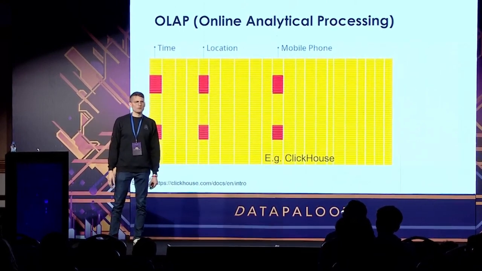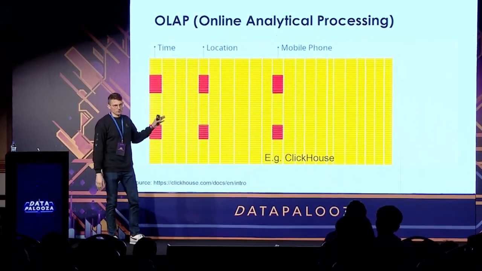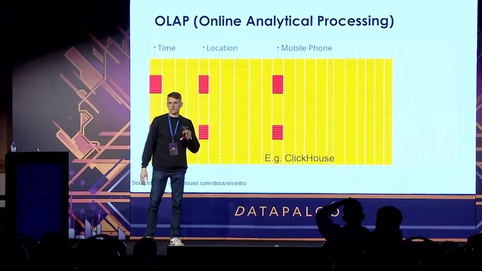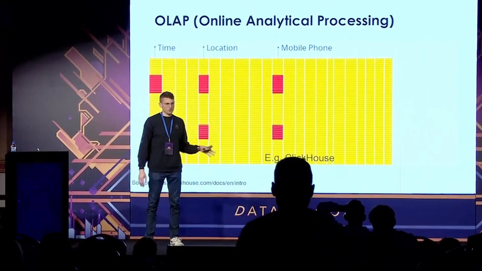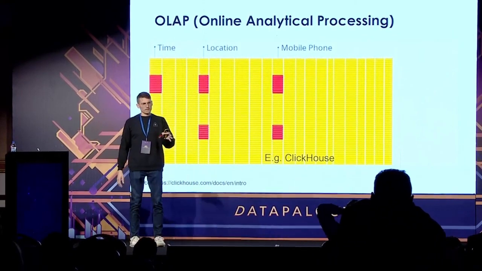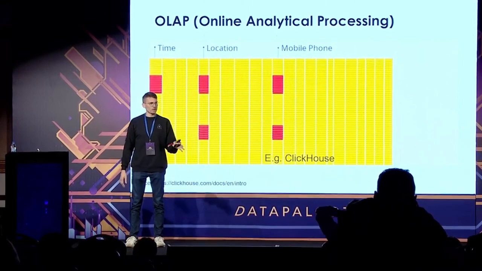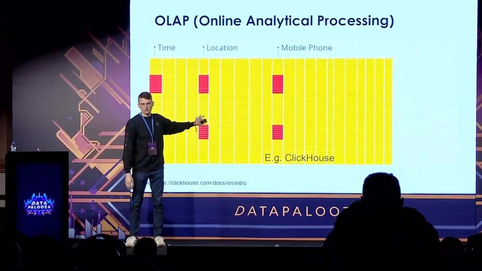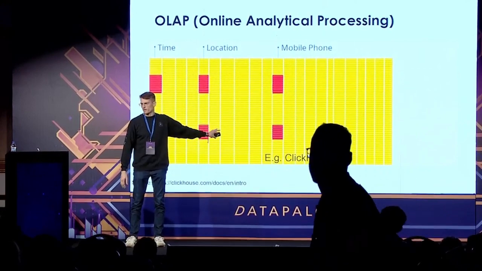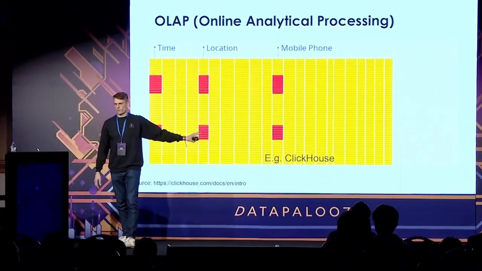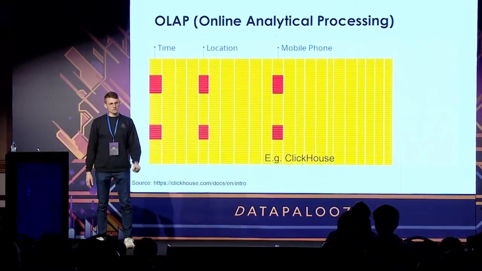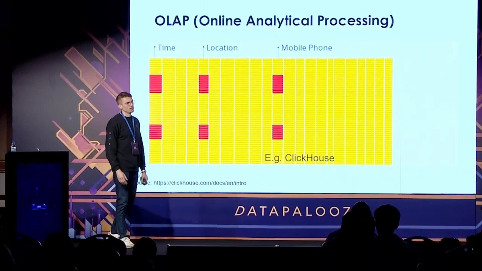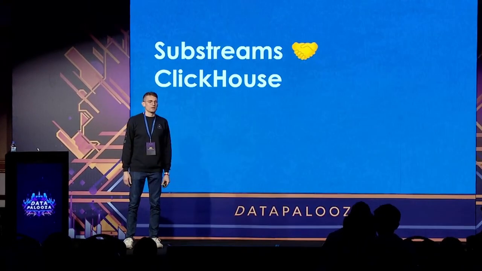Whereas OLAP databases are column-oriented. They're optimized for reading columns of data. And so if you want to do any analytics on this time, location, mobile phone data, you can query just the columns, and you don't have to read all of the yellow stuff. So it's extremely fast for analytics applications. Typically, OLAP databases are used more for businesses that are doing analytics.